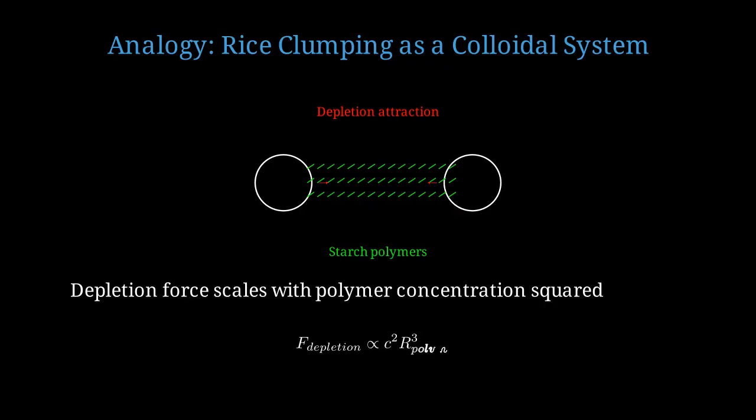Depletion force is proportional to concentration squared, times polymer radius cubed. For starch, this can generate forces of tens of micronewtons. Now let's synthesize this knowledge into practical process control strategies for engineering rice texture.